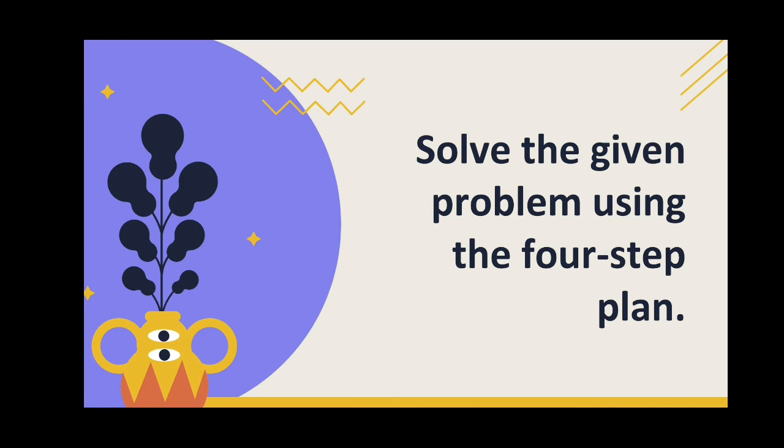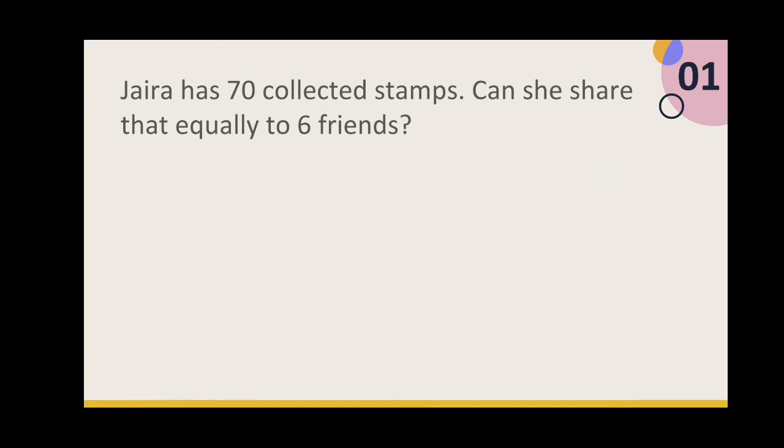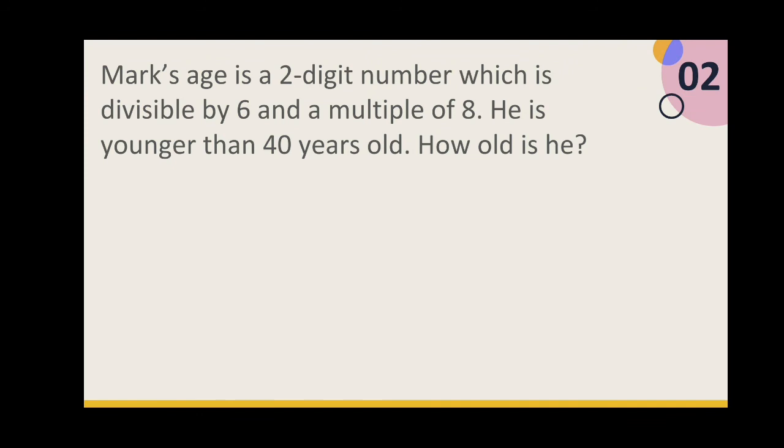Last activity, solve the given problem using the 4-step plan. So these are: understand, plan, solve, and check and look back. I'm going to give you 2 minutes to answer each problem. For problem number 1, Jaira has 70 collected stamps. Can she share that equally with 6 friends? Problem number 2, Mark's age is a 2-digit number which is divisible by 6 and a multiple of 8. He is younger than 40 years old. How old is he?